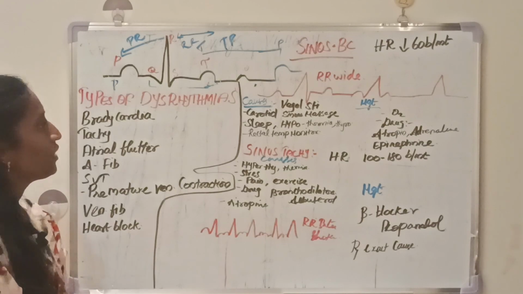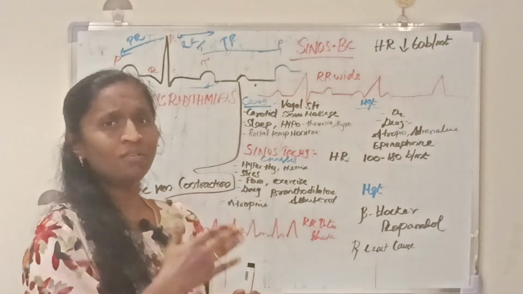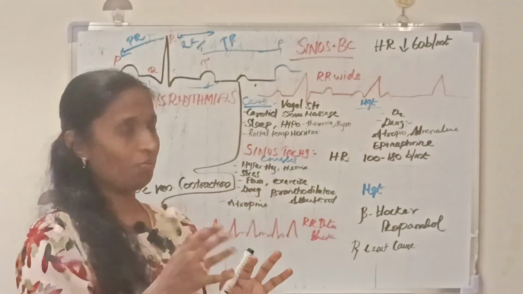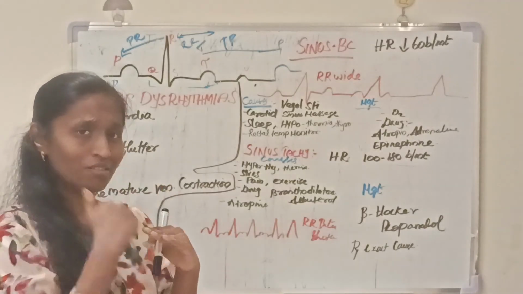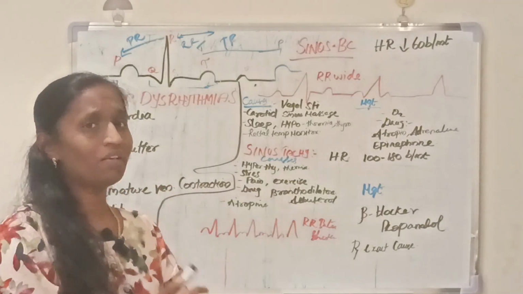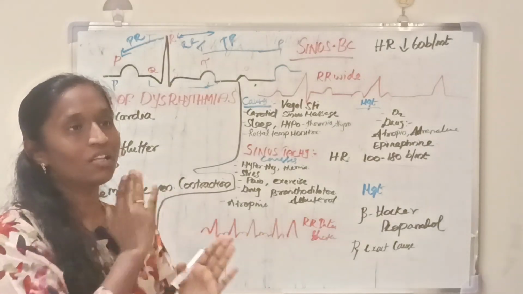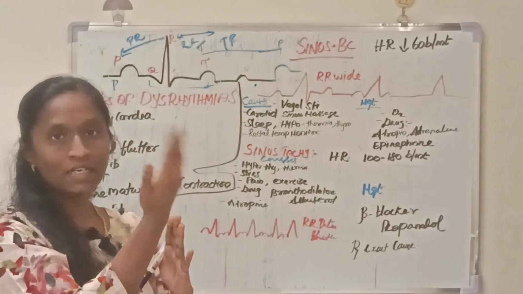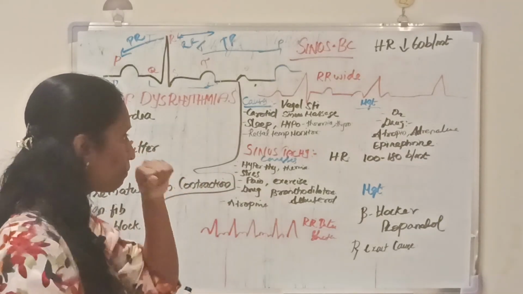So the first one is sinus bradycardia. Sinus means the rhythm of the heart is normal, that we call sinus. Brady means below, the heart rate is below normal. So the rhythm is normal but the rate is abnormal. With sinus, it is either bradycardia or tachycardia. Bradycardia means below, tachycardia means higher.